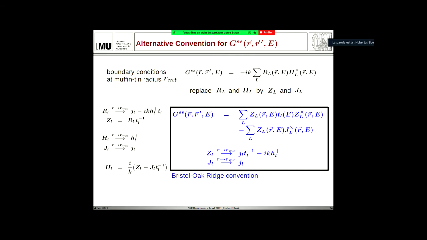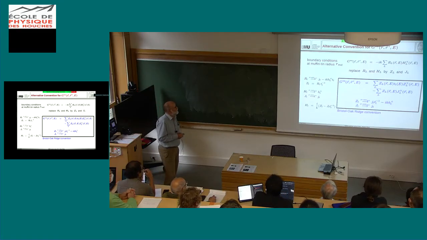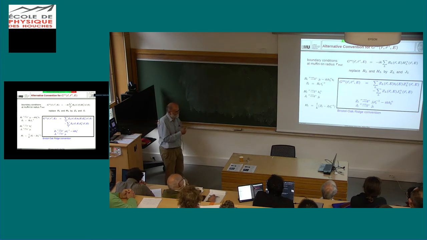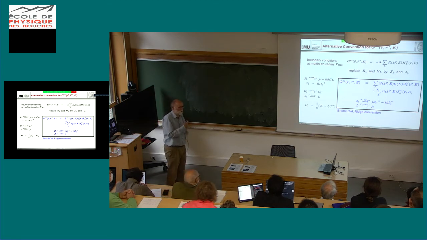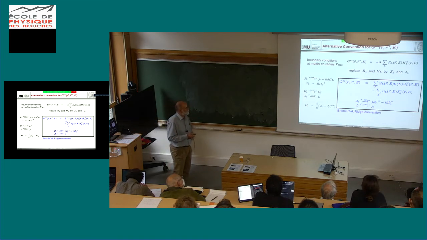Now, before I move on, I introduce another way to define these single-site Green's functions. What I talked about so far is, if you want, a natural representation. This was used in particular by the Jülich group, so in our code it's typically called the Jülich convention. There is another school of people working in the field, Bristol and Oak Ridge.